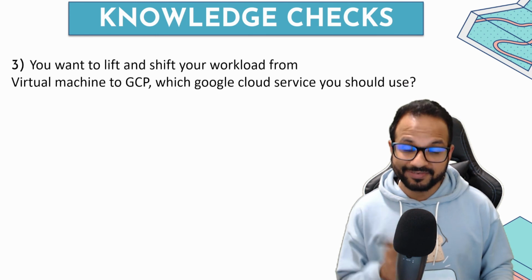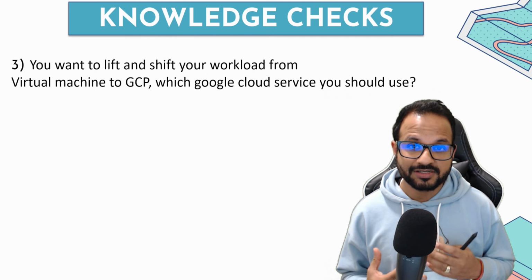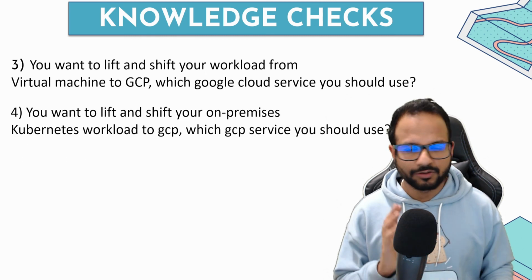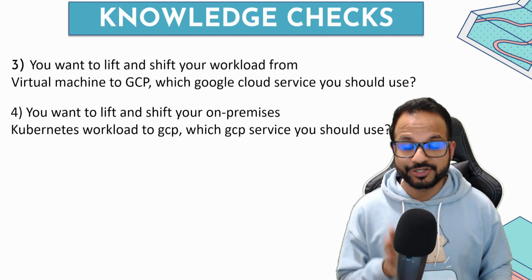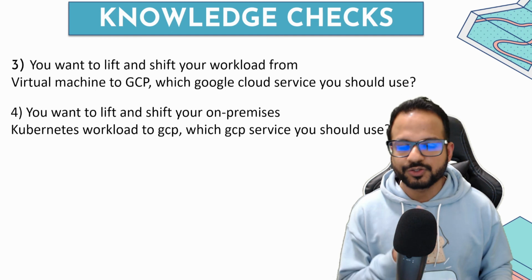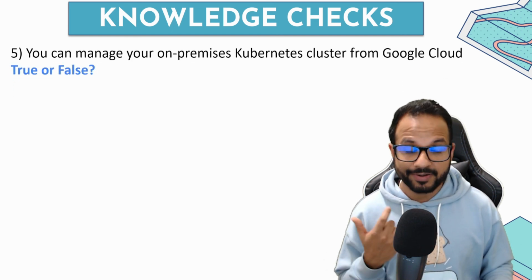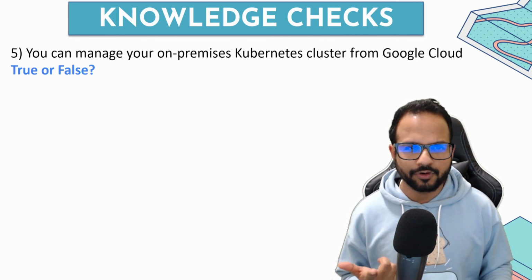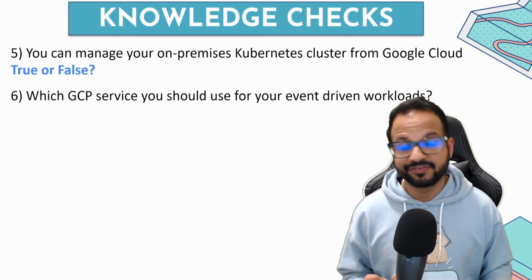Now you want to lift and shift your workload from your virtual machines running on premises to GCP. Which Google service would you use? On the same lines, if you want to lift and shift your on premises Kubernetes workload to GCP, which GCP service should you use? You can manage your on premises Kubernetes cluster from Google Cloud. Is that statement true or false? Which GCP service should you use for your event driven workloads?